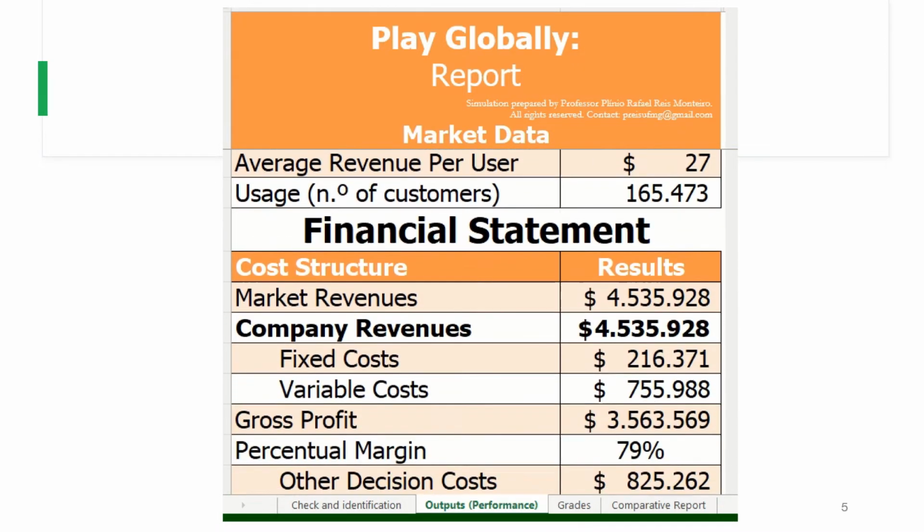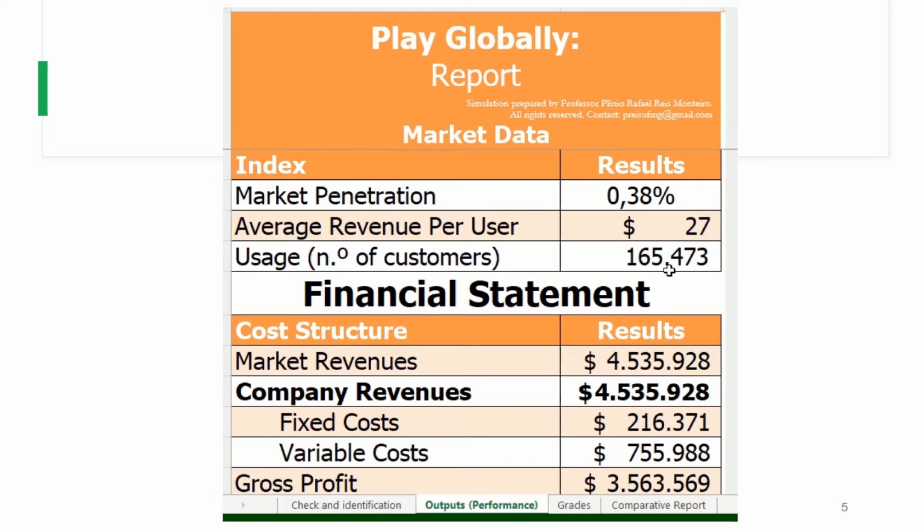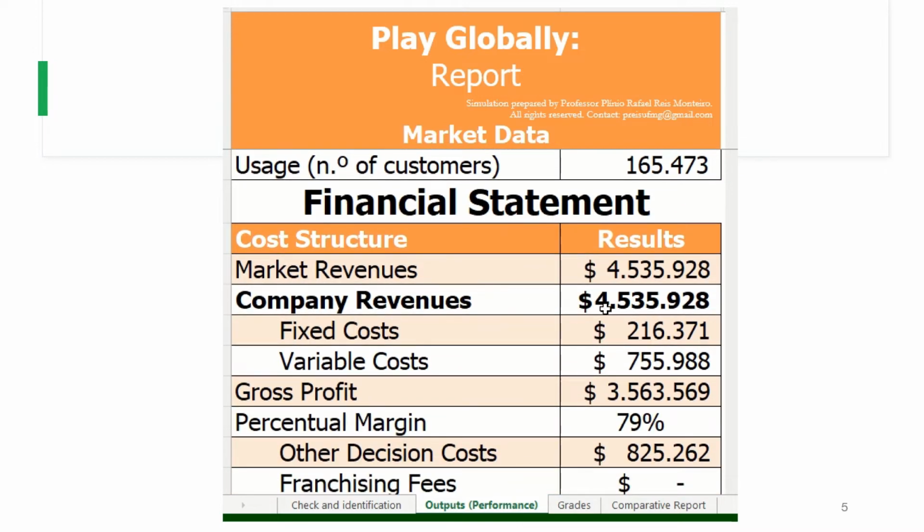Moving beyond, I can look at the financial statement. So these are the actual financial results of my business. My actual market revenues are basically the number of customers multiplied by the average revenue per user. So it means that I achieved $4.5 million of market revenues. And according to my entry mode, all of these become revenues for my business. These are the fixed and variable costs for my business. And finally, the gross profit, that is the company revenues less the total cost of my business.